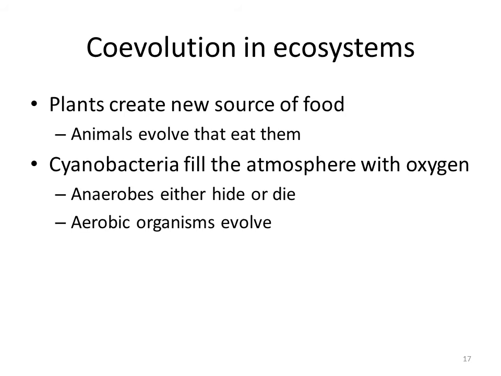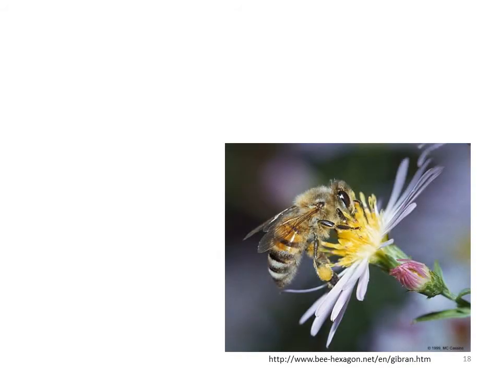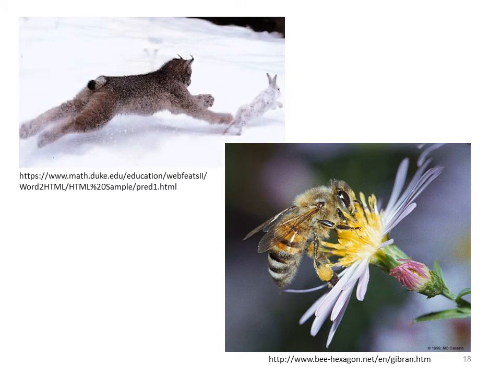On a smaller scale, coevolution includes bees and flowers, where the flower provides sugary nectar to the bee and thus encourages behavior that moves the flower's pollen around. Another example would be predator and prey, where the prey gets better at running away or hiding, and the predator gets better at chasing or finding.